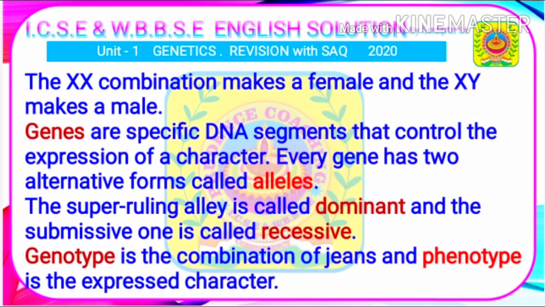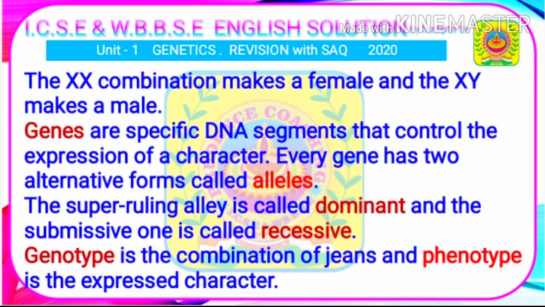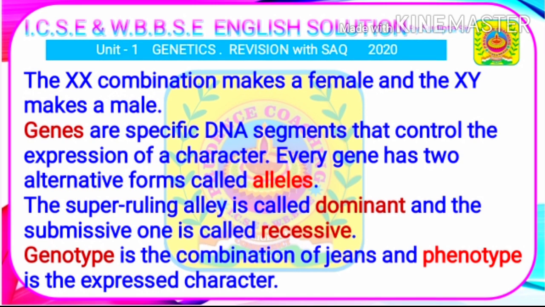Next we'll go for the genes. What is a gene? Genes are specific DNA segments that control the expression of a character. Now we'll know what is allele. Every gene has two alternative forms. They are known as alleles. Next there are the dominant and recessive points. The superruling allele is called the dominant character and the submissive one is called the recessive character. Now we'll know what is genotype and what is phenotype. Genotype is the combination of genes and phenotype is the expressed characters.